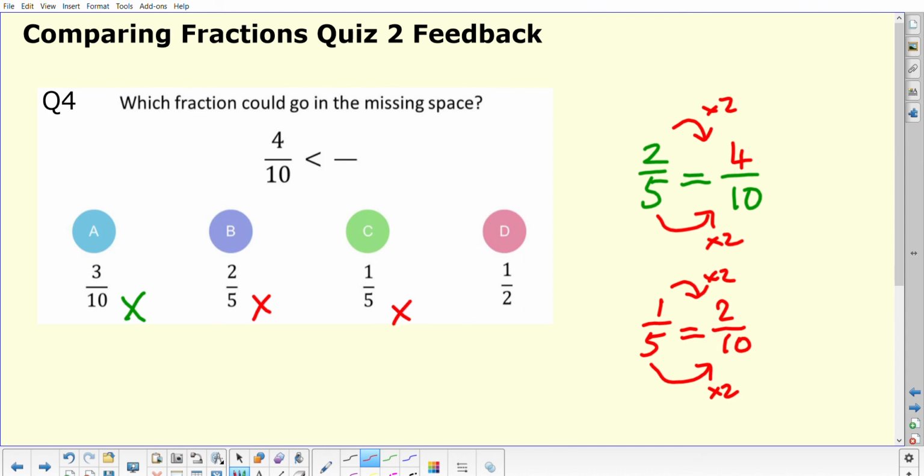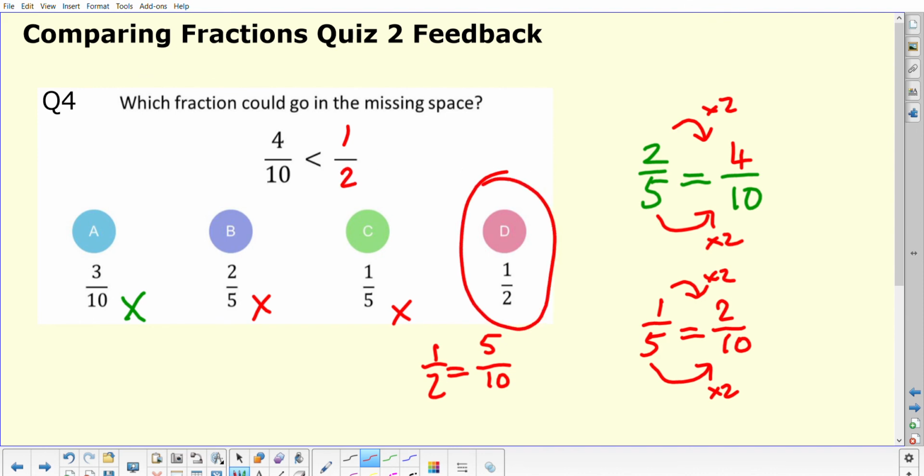So it must be the last answer. And in fact, if you were to change a half and write it in tenths, hopefully you know that a half is equal to 5/10. So it will make sense to say that 4/10 is less than a half. So your answer should have been answer D.